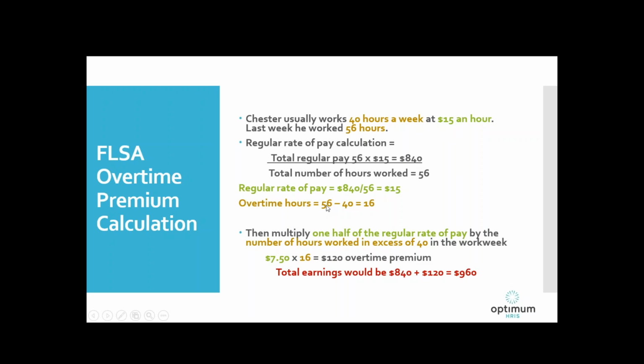And for his overtime hours, we have 56 minus 40 hours, so he worked 16 overtime hours. Then we'll multiply 1/2 of his regular rate of pay, $15 at 1/2, that's going to be $7.50, times his 16 hours of overtime to get $120 of overtime premium pay. We'll add that to his $840 regular wages to come up with a total pay of $960 for Chester for last week. Well, that one was easy. And my wish for you is that all of your overtime is like Chester's.